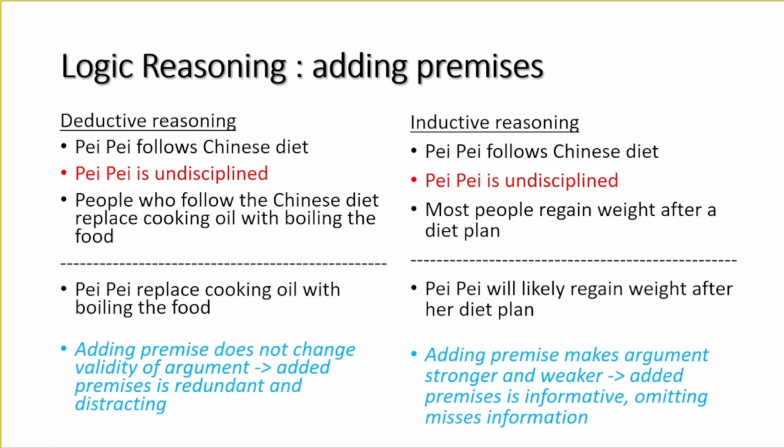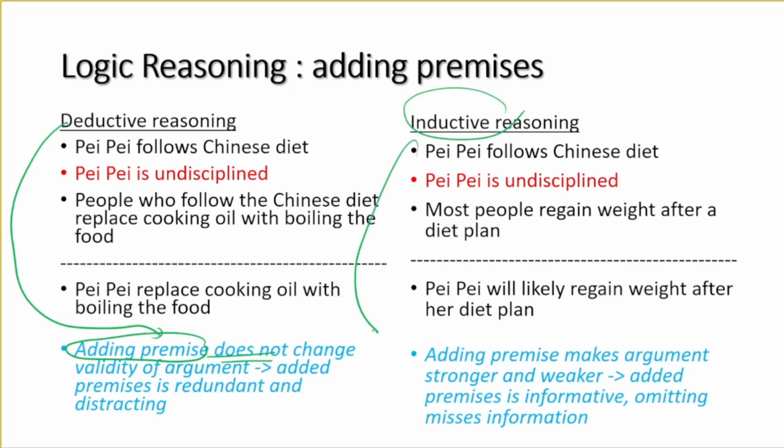Example, deductive learning. Pepe follows a Chinese diet. Okay, the most important thing is here. Adding premises does not change in deductive. Adding in inductive makes it stronger or weaker. So that is something we need to consider.